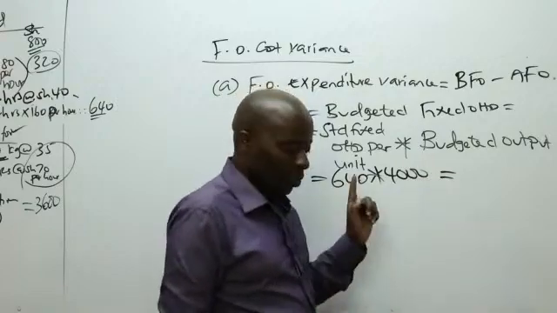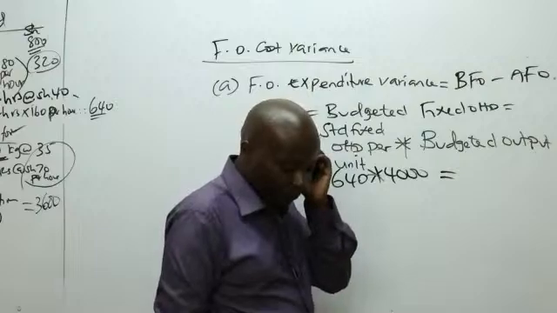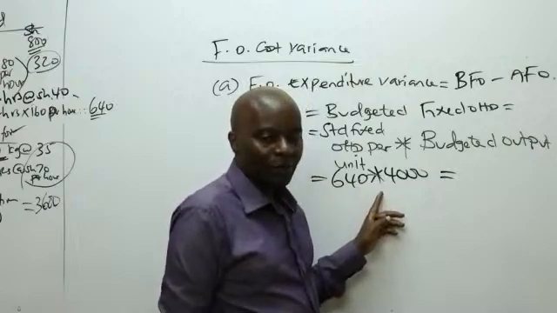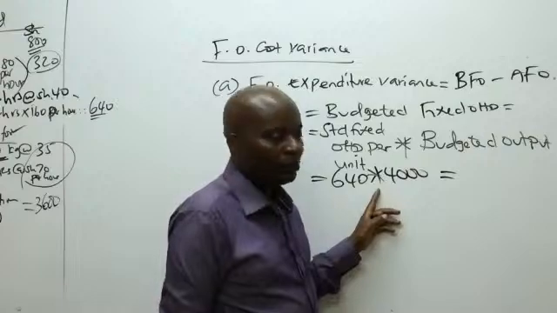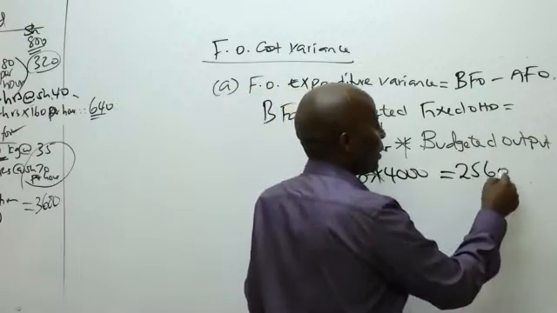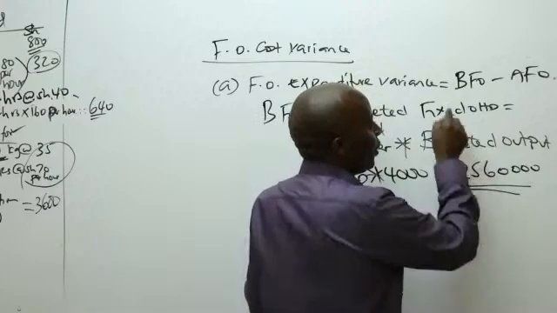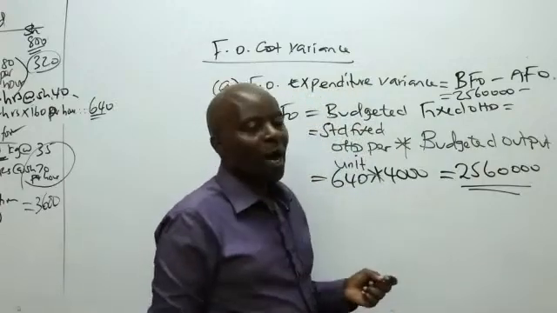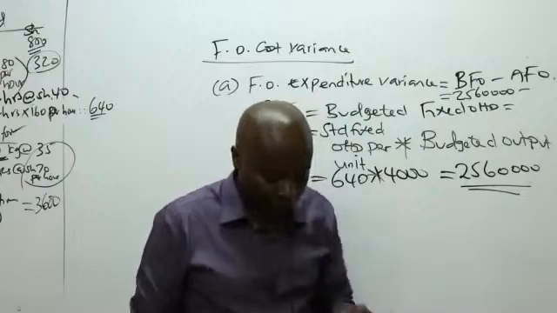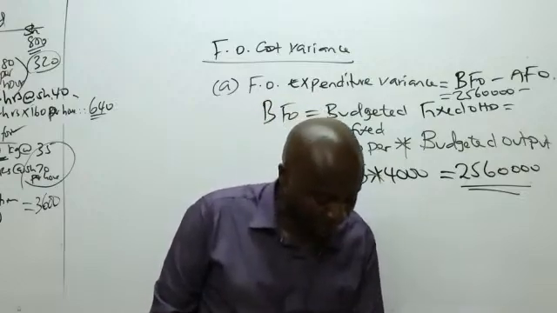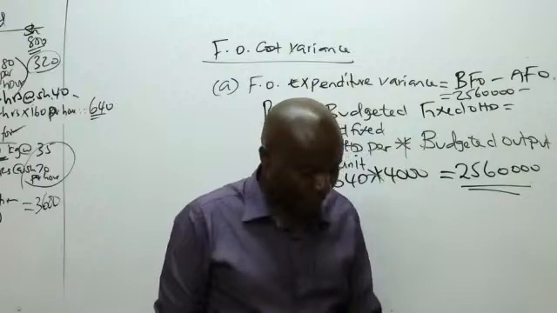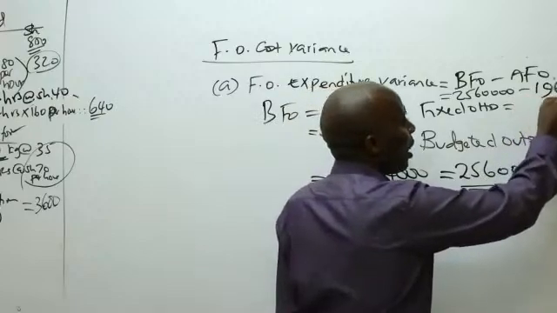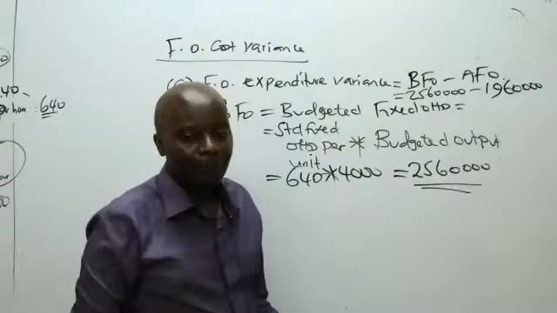640 times 4,000 will give us what figure? 2,560,000. Thank you very much. So then this will be 2,560,000 minus the actual fixed overheads. Throw your eyes to the actual information given in note number 3, the actual fixed overheads. I'm able to see the actual fixed overheads figure of 1,960,000.